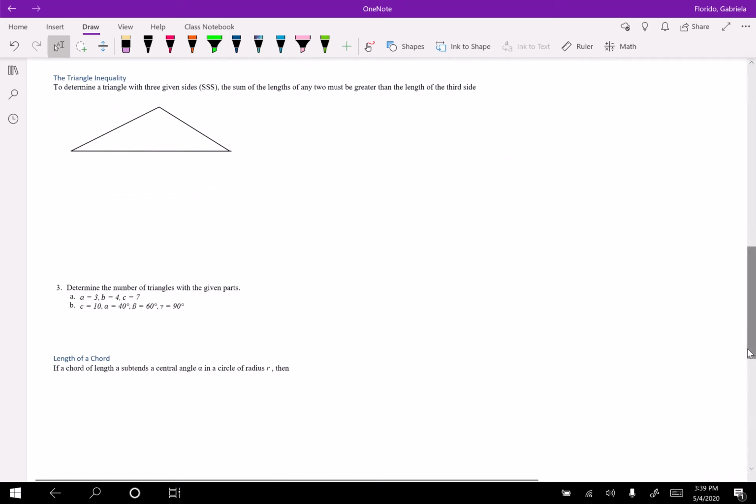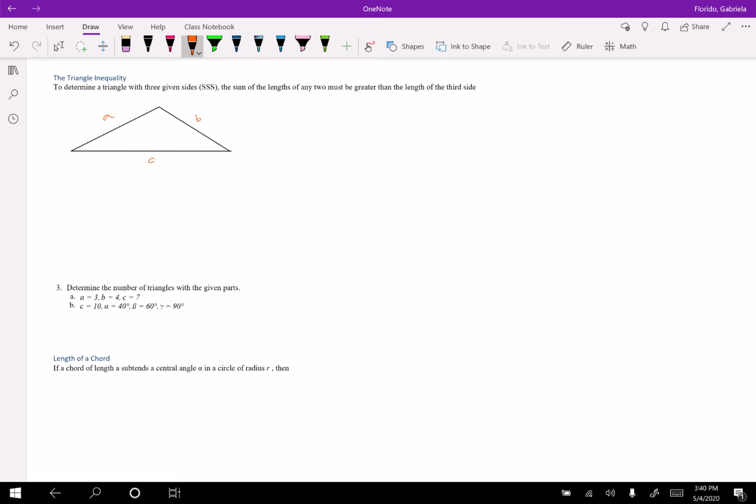Another topic that I want to talk about is the triangle inequality. You're not going to be able to create a triangle all the time, right? And so you have to be very careful. To determine a triangle with 3 given sides, SSS, the sum of the lengths of any two must be greater than the length of the third side. And so suppose that these are little a, little b, and little c here.